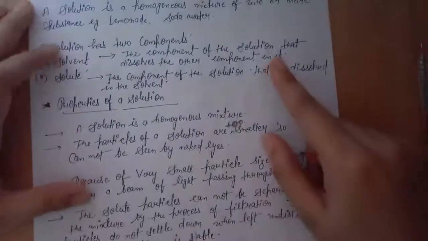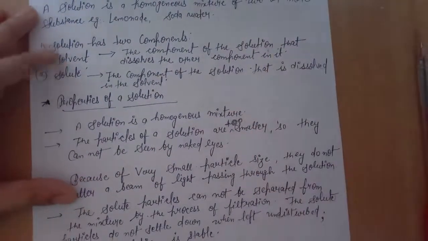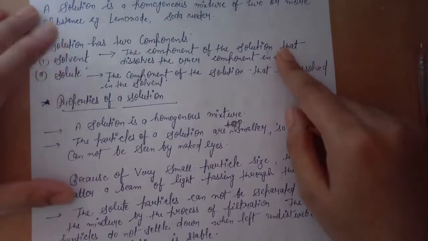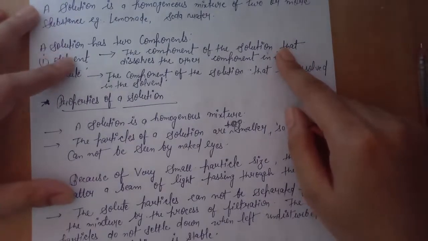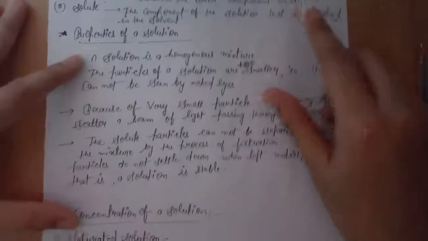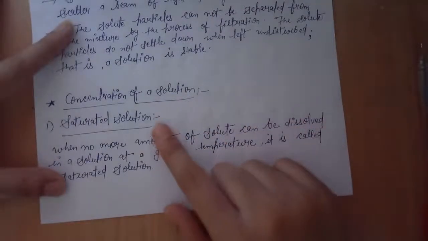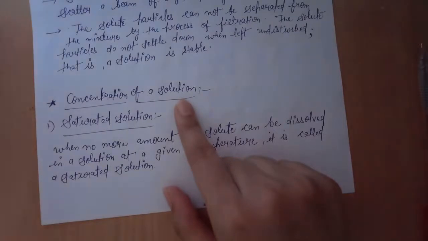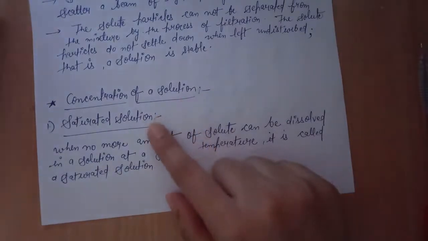Generally in a solution, the solvent is usually found in the liquid phase, but the solvent may also be found in the gaseous and solid phase. Next, concentration of a solution. The concentration of a solution can be defined by the terms saturated solution and unsaturated solution.